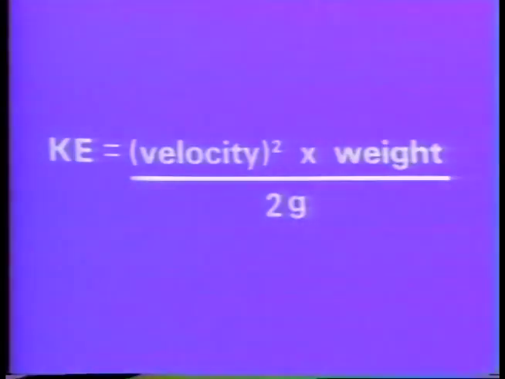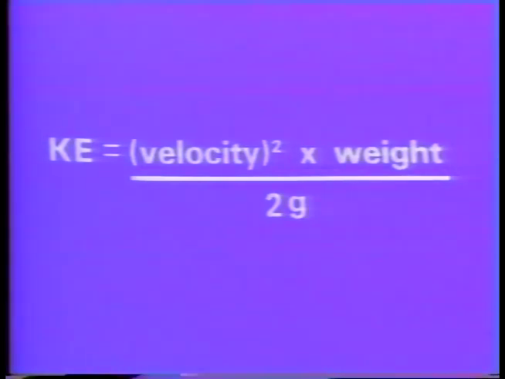Another way of understanding the principles of kinetic and potential energy is to look at how they're expressed mathematically. Now, let's look at some equations for calculating kinetic and potential energy. We'll cover kinetic energy first. The equation for kinetic energy is expressed as kinetic energy, KE, is equal to velocity squared times weight divided by 2g. G is the acceleration due to gravity.